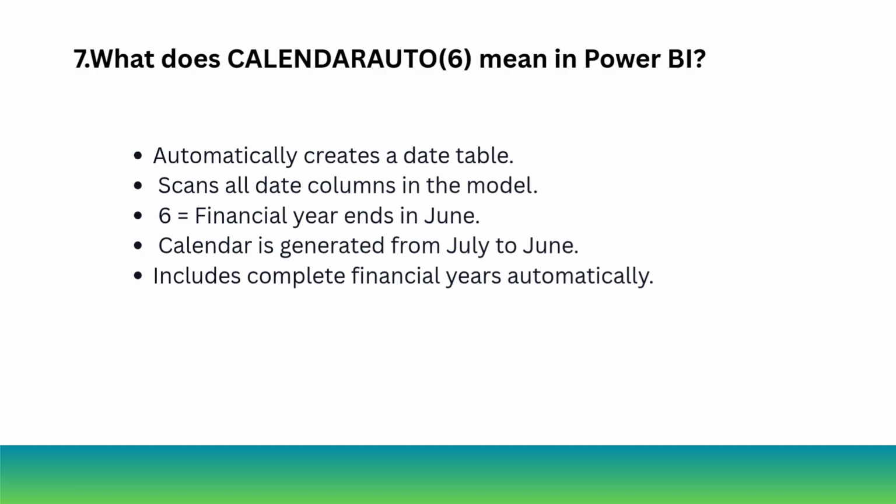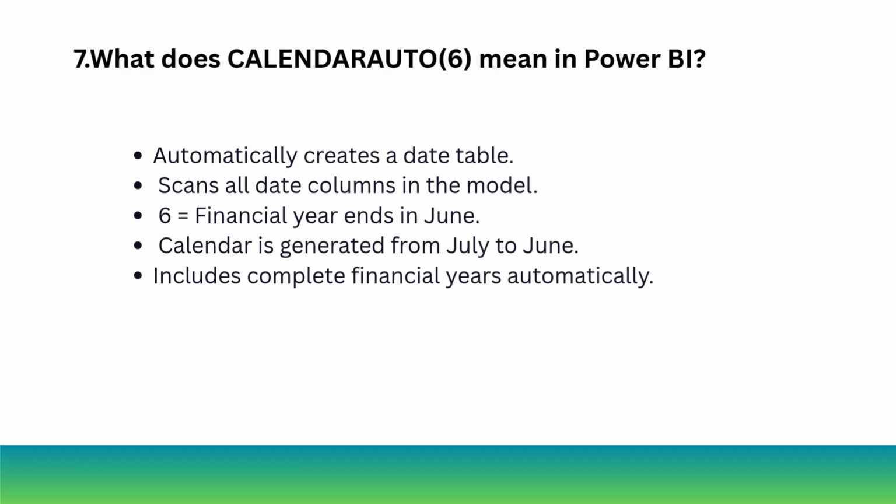So CALENDARAUTO(6) means the financial year ends in June. As a result, the date table is created based on a July to June financial year. For example, if your data contains dates from August 2024 to February 2026, CALENDARAUTO(6) will generate the calendar from the 1st of July 2024 to the 30th of June 2026, so that complete financial years are included.